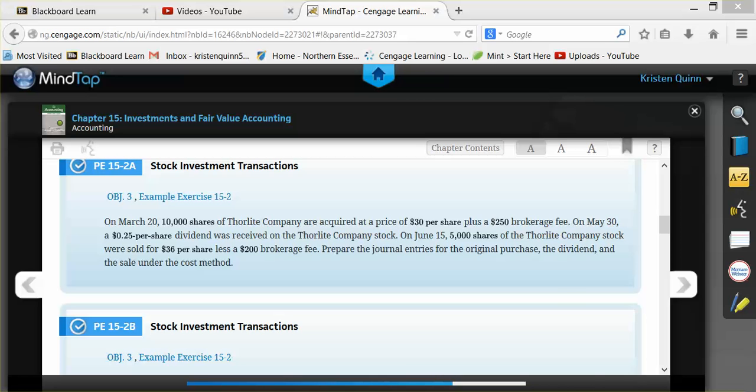In this example, we are going to be doing practice exercise 15-2A that can be found in your textbook on page 694. We're going to be journalizing stock investment transactions.